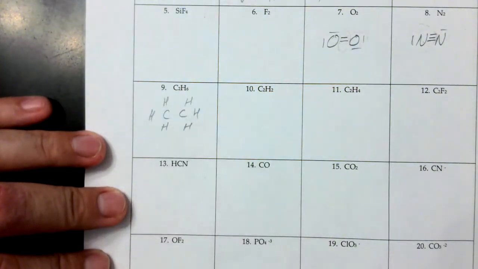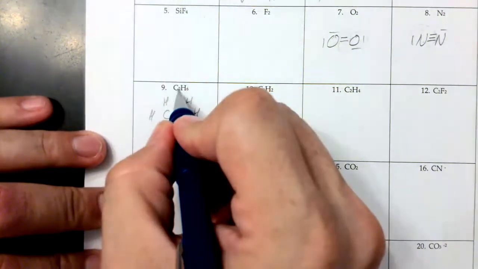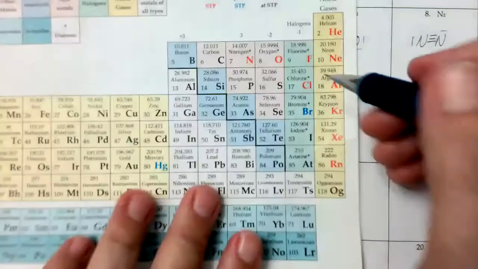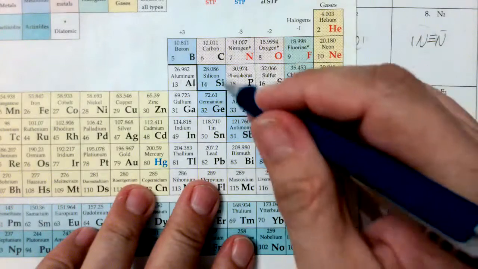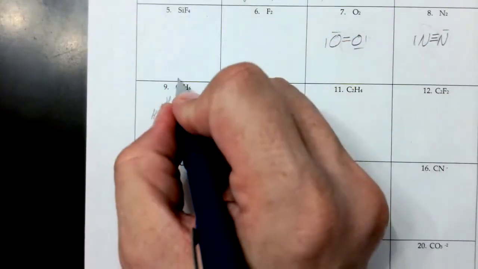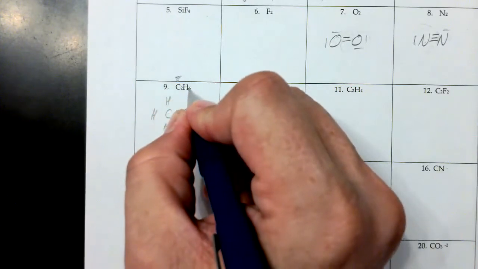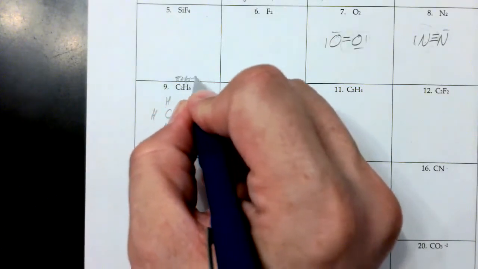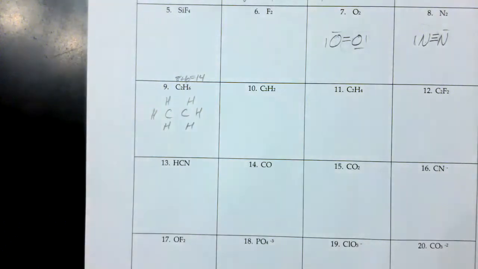So how many electrons do we get? Valence electrons. Well, I get 4 and 4. Remember, 8, 7, 6, 5, 4 times 2 is 8. So I get 8 here. And then I get 1 each, so that's 6. So I get 14 valence electrons.